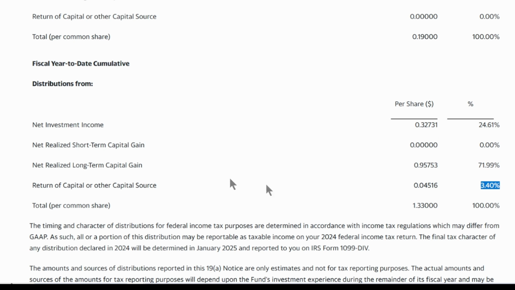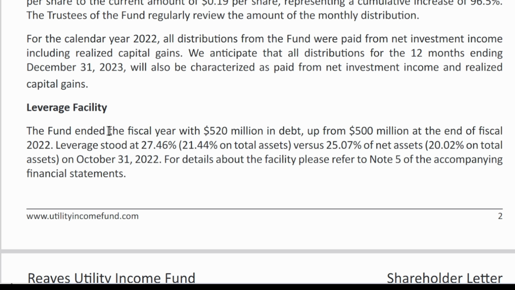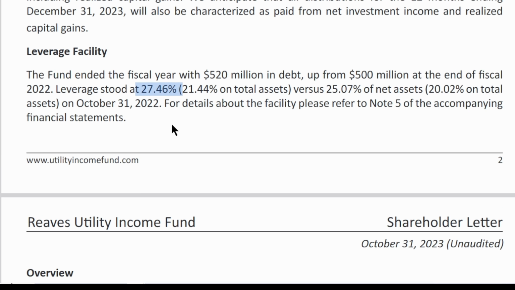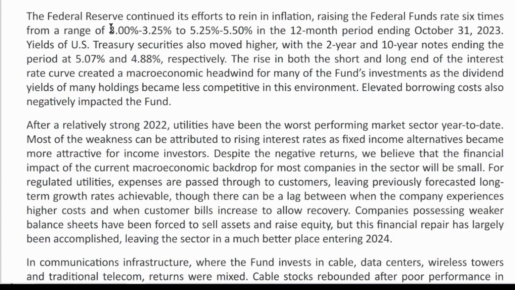So they had to sell some of the positions to actually pay you your distribution. And if you look at their 2023 annual report, you see that they had $520 million in leverage, or about 27.5% of the fund. Now, the leverage may work when you're borrowing at 2 or 3% and getting dividends of 5%, but it doesn't work so well when you have to borrow at maybe 5.5%, 6%, and the dividends are still paying like 4%. That is upside down. So higher interest rates are not good for this fund's distributions.